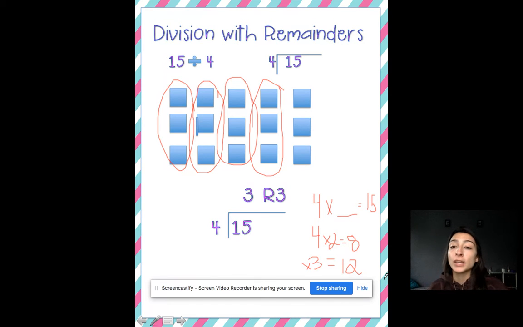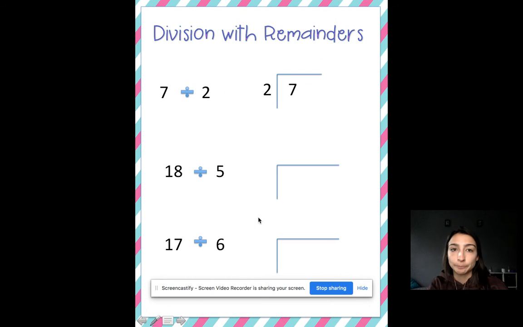3. When you're thinking of this problem, you never want to go over our dividend. And remember, our dividend is the number in the center. So we never want to go over 15. So that's why 4 times 4 doesn't work, because 4 times 4 is 16, and 16 is greater than 15.